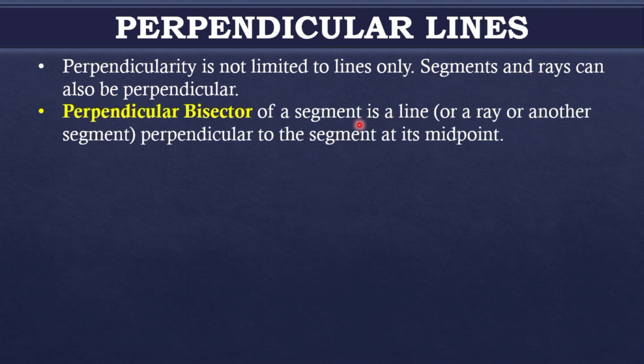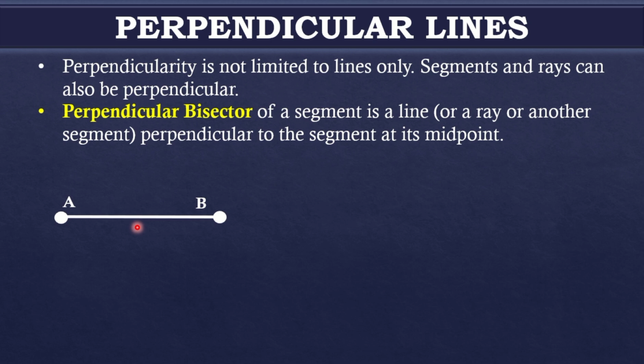Now, what is a perpendicular bisector? When we say perpendicular bisector, hindi na lang siya basta perpendicular. Okay? Meron siyang word na bisector. Ano nga ba ito? So, a perpendicular bisector of a segment is a line. So, again, pwede siyang ray, pwede siyang segment. Perpendicular to the segment at its endpoint. So, kagaya nga nito, segment naman ang ginamit niya, hindi line.